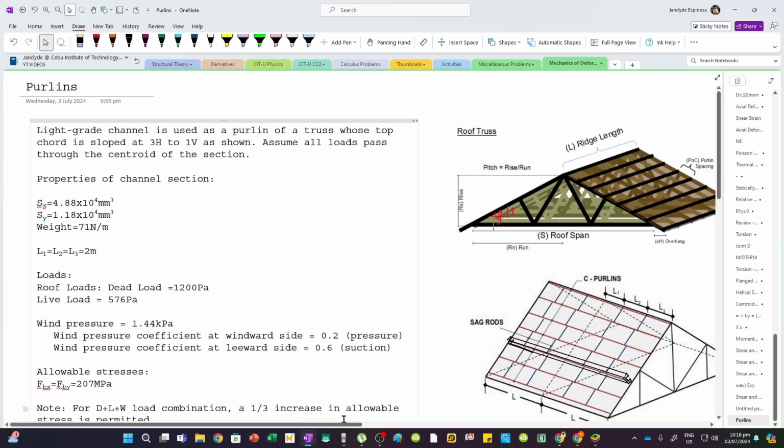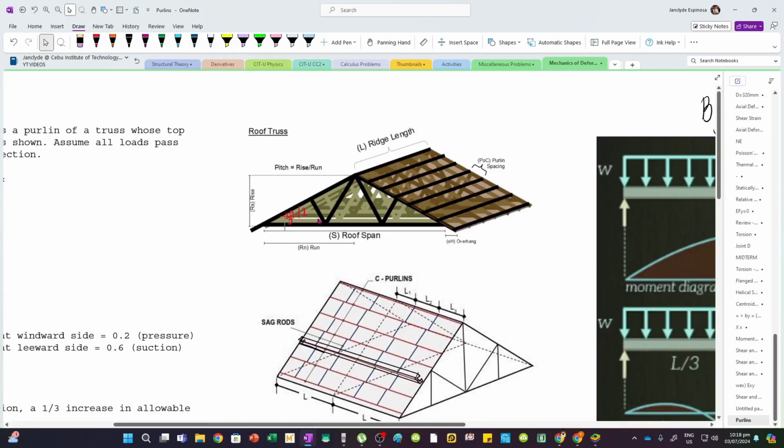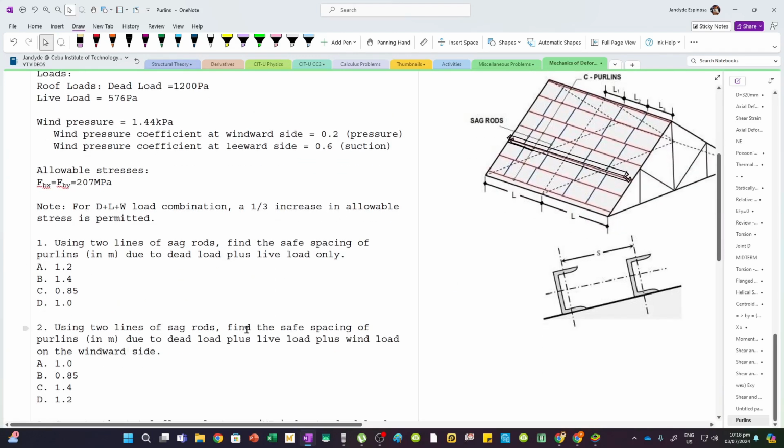Ito kasi yung itsura ng purlins natin. Ito yung trusses, tas naka-space yan. And then we have these purlins. Itong mga beams na nakapatong sa truss. Essentially, we are computing for this distance for our questions in number 1 saka number 2 because we want to find the safe spacing of purlins.